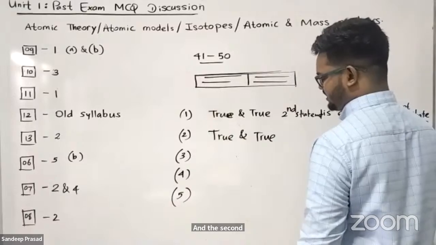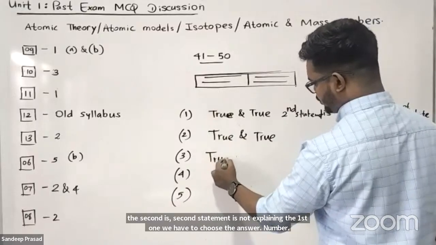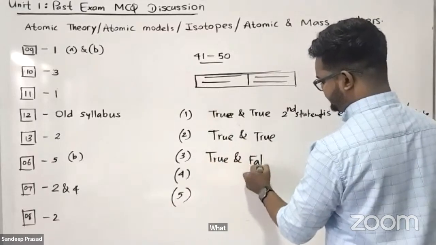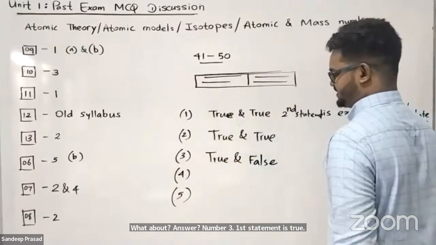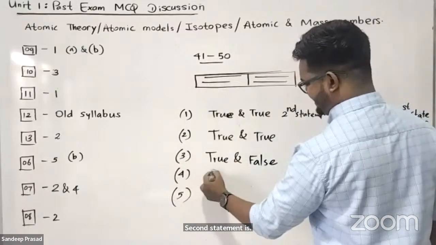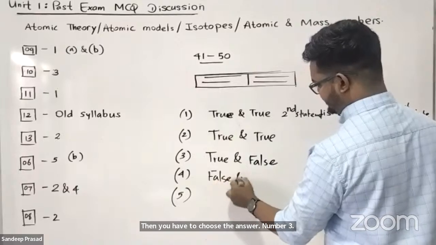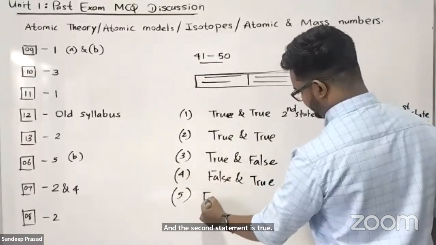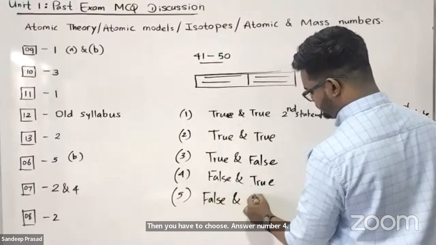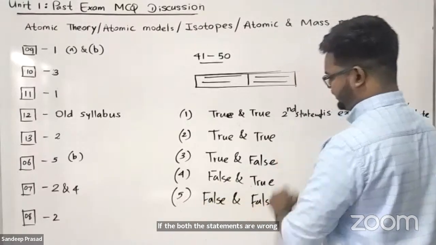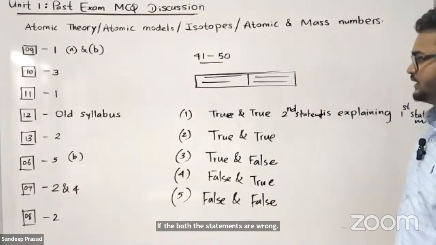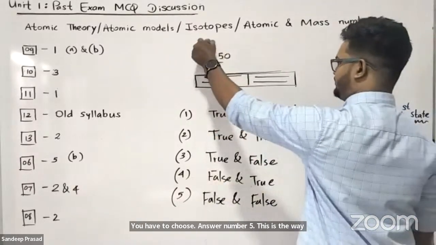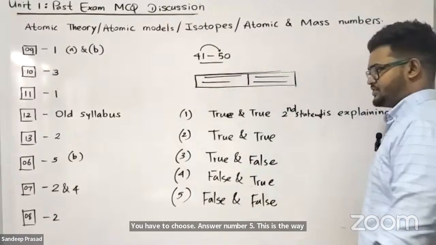What about answer number 3? First statement is true, second statement is false. Then you have to choose answer number 3. First statement is false and the second statement is true. Then you have to choose answer number 4. If both the statements are wrong, you have to choose answer number 5. This is the way that we are choosing answers for question number 41 to 50 in the examination.